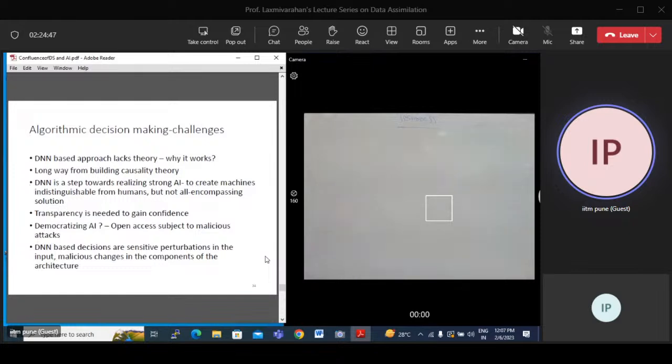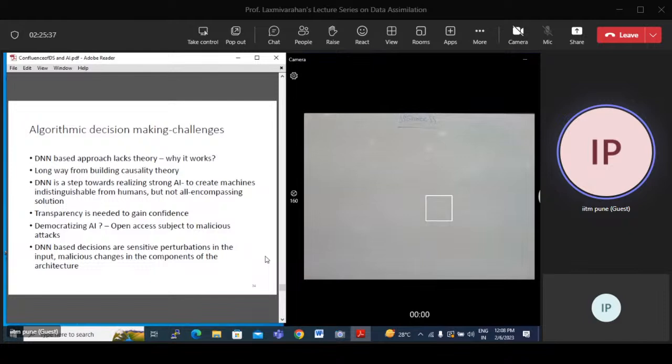Now, I would like to talk about some other issues of generic interest in data science. Today, we use algorithms to make many decisions. Still, the deep neural network-based approach lacks theory. Why it works, we still don't know at the intrinsic level. People are interested in trying to develop the theory. We are a long way from building causality theory using these devices. A deep neural network is a step towards realizing strong AI, to create a machine indistinguishable from humans. So what is a strong AI? A machine must be capable of doing exactly what human beings are capable of. But we don't have an all-encompassing solution yet.